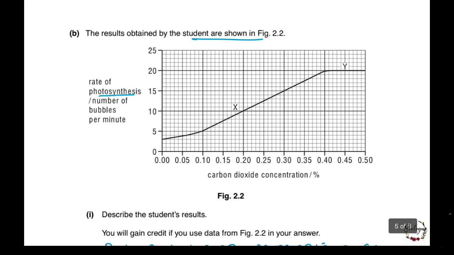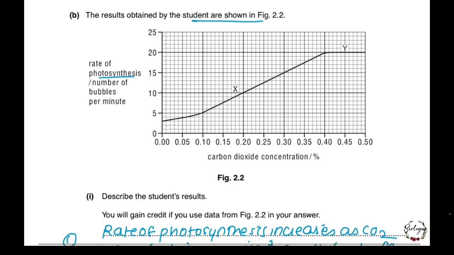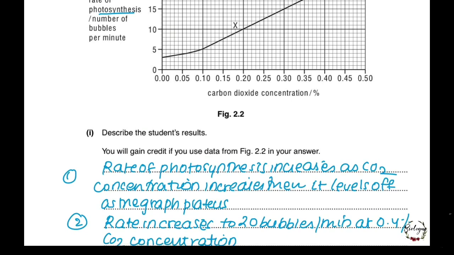Alright, the next question. The result obtained by the student is shown in this figure. Now you have to describe the student's results, right? This term, describe, you have to know the difference between describe and explain. Describe means to just pick up the information from the graph and state that in the form of an answer, right? Just pick up points from the graph. Explain means describe it, but in terms of biological concepts. So you have to show that you have knowledge of the terminology and the biological concepts. When they say explain this, you have to mention it in terms of biology.